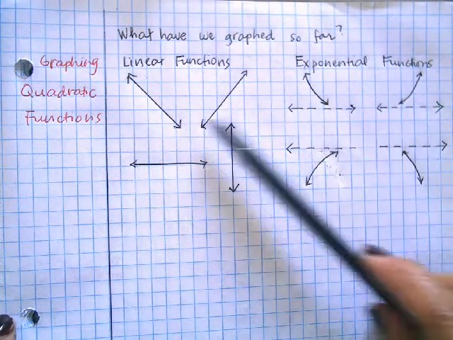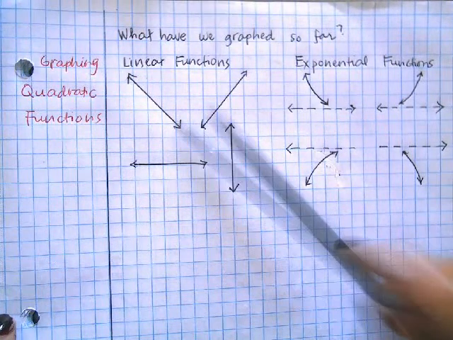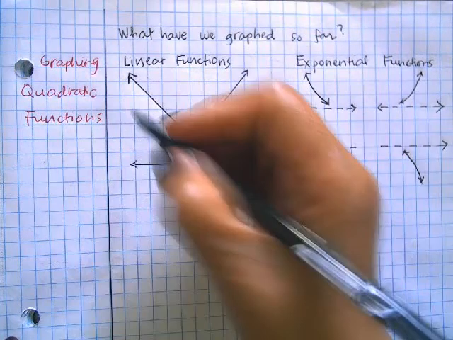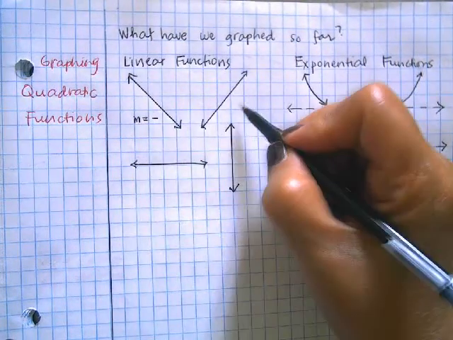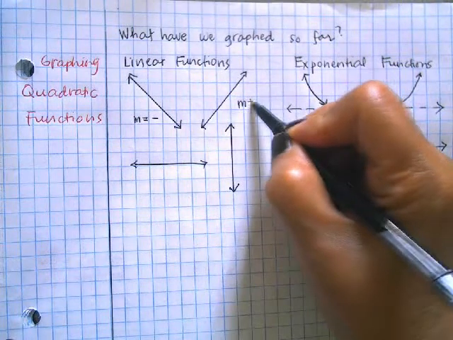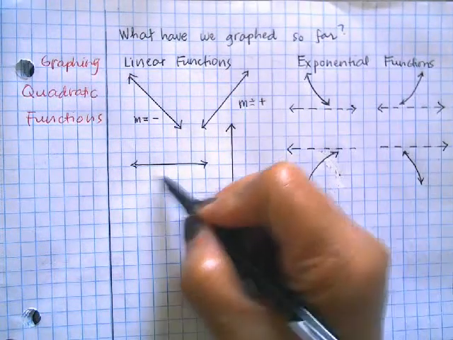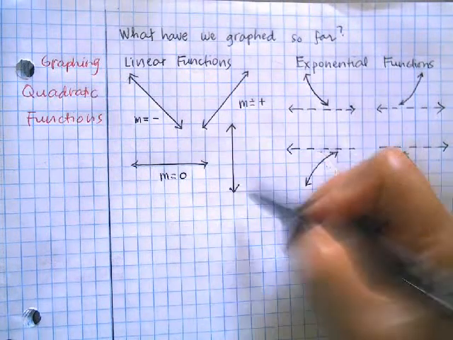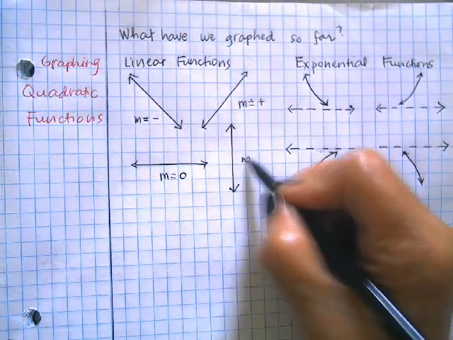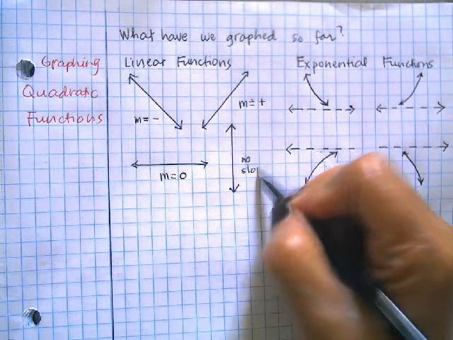In the school year, we have graphed the linear functions, lines. You could have a line leaning to the left, we say when the slope is negative. A line leaning to the right when the slope is positive. This one is a horizontal line, slope is 0. And a vertical line has no slope. I hope you remember all of that.